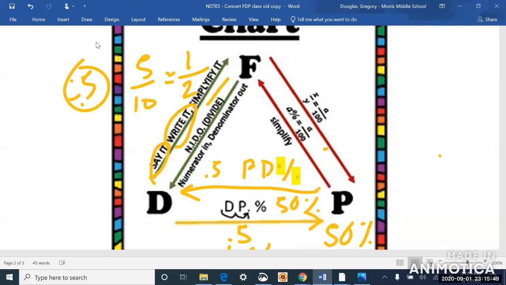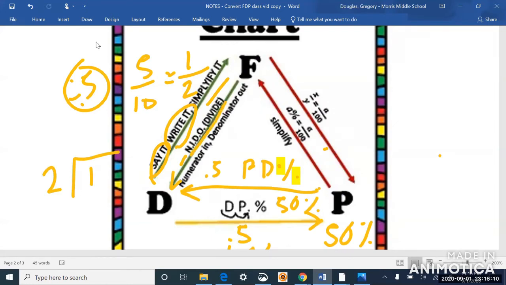Now what they're calling the NIDO I was just telling you about. NIDO, to go this direction from the fraction 1/2 to decimal, the numerator goes inside the division house. The denominator goes outside. Okay, that's what this is saying right here.